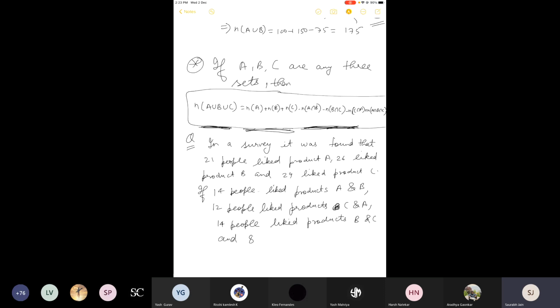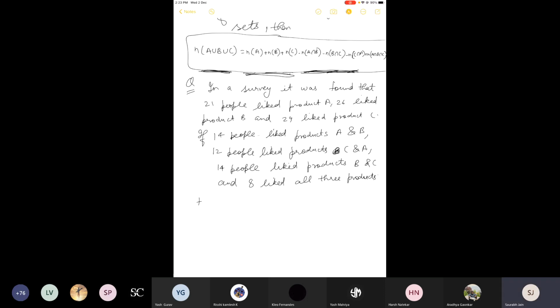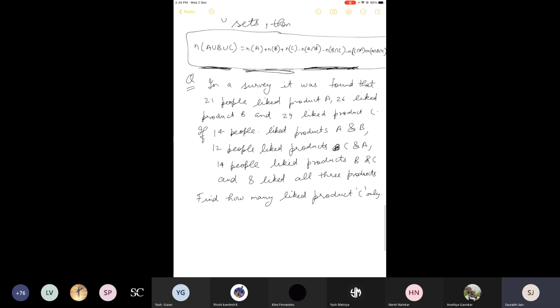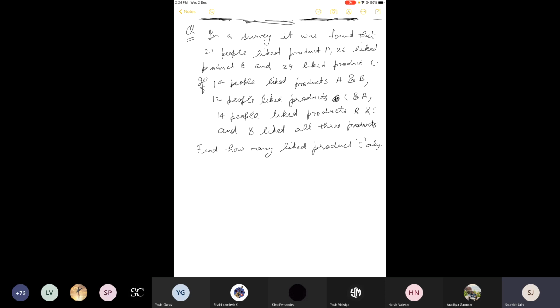See, it is given in such simple language. 8 liked all three products. Now what is the question? Find how many liked product C only. Now let us try to understand this situation with the help of a Venn diagram.